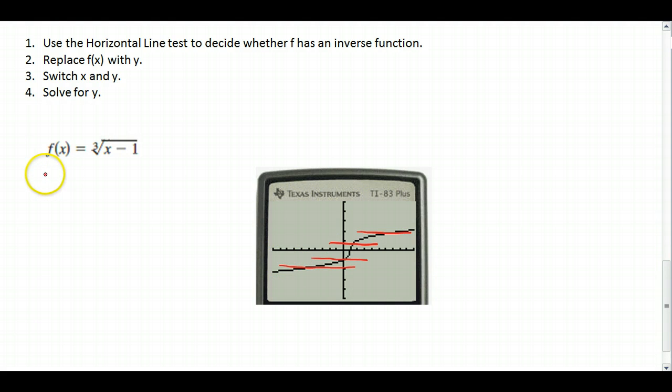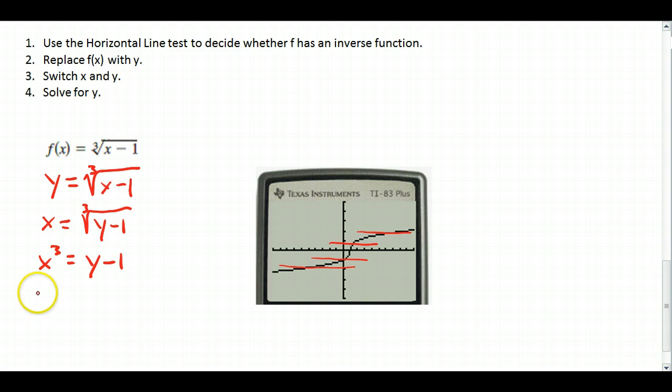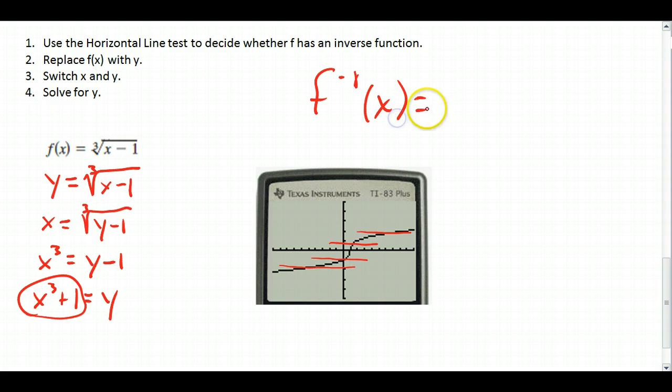Now I'm going to replace f of x with y. I'm going to switch x and y. And I'm going to solve for y. So I'm going to cube both sides. I'm going to add 1. And this is our inverse function. So f inverse of x is x cubed plus 1.